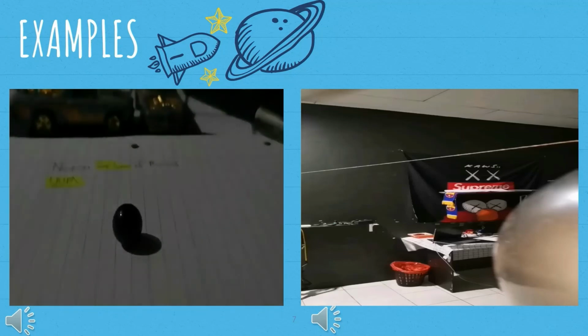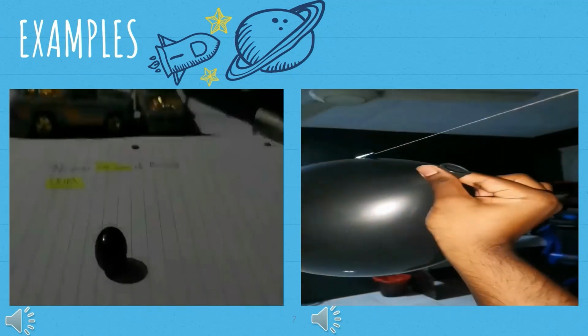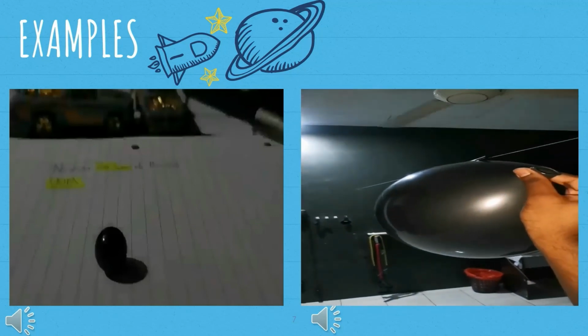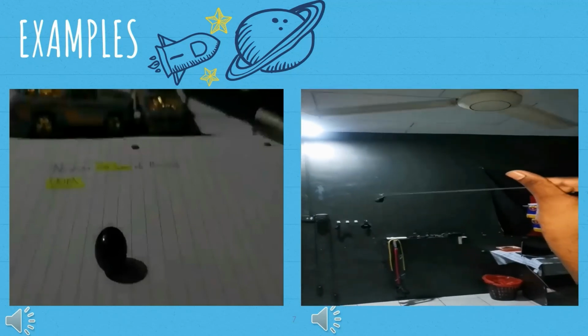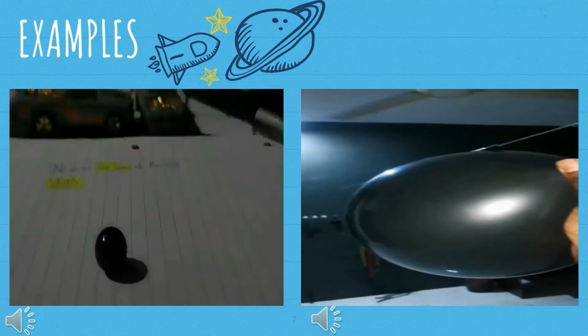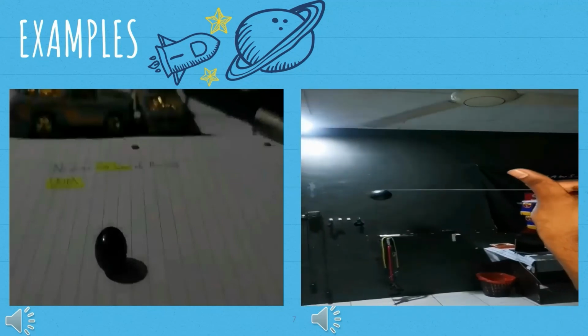The second example is when I release my finger from the balloon, air pushes out of the balloon, that's our action. And the reaction is the balloon moves with the same force in the opposite direction. So from these two examples, we can see that for every action there is an equal and opposite reaction.